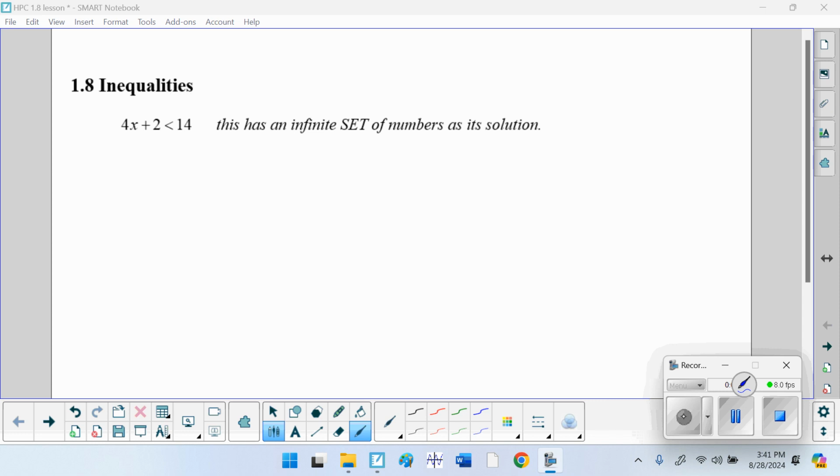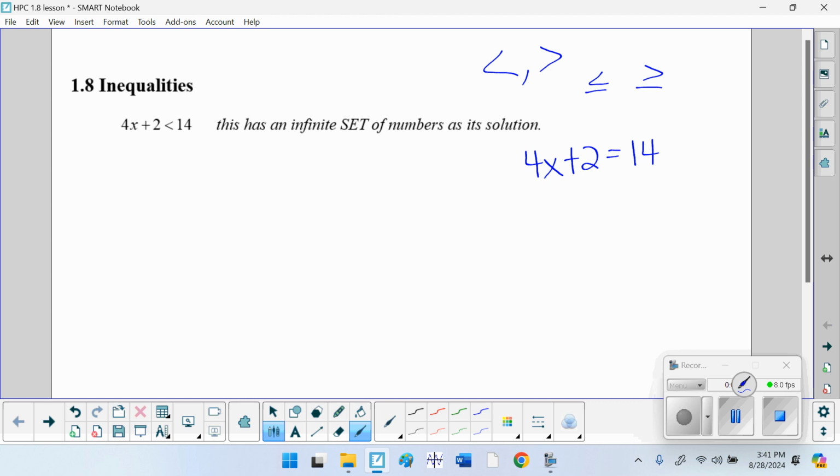So when you're asked to solve an inequality, that means you're going to have either a less than symbol, a greater than symbol, or a less than or equal to, or greater than or equal to. But if they're linear, you can pretty much just solve them the same way you would solve an equation.